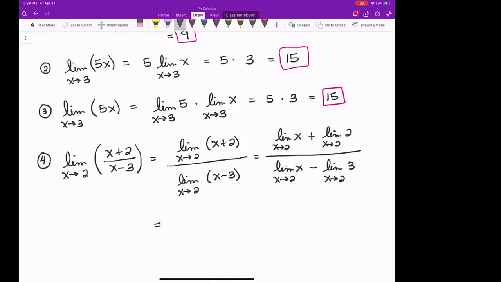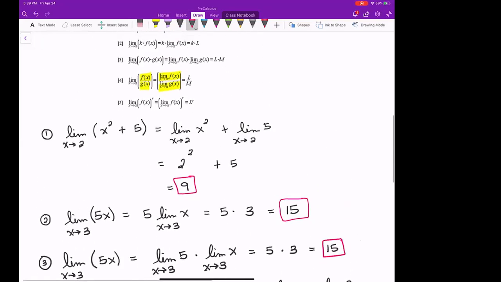So the limit of x would just be 2, the limit of 2 would just be 2, the limit of x is 2, and the limit of 3 is 3, leaving me with 4 divided by -1, which is -4. And again, what we were doing last week was we were just substituting, which would have also worked. But again, I'm just showing you the properties that were introduced technically in this section that I just hadn't talked about yet.